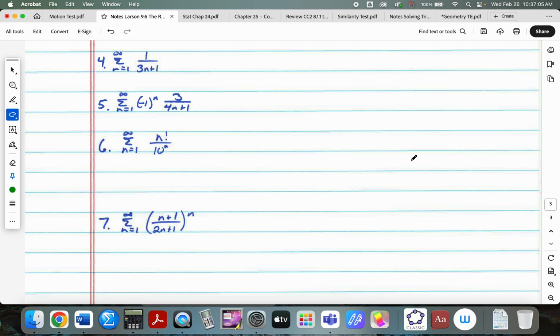What kind of a test might you use for this? Limit comparison. Yeah, I'd probably use limit comparison. I'm going to compare it to 1 over n, which diverges. I think these are going to behave the same way. So I think this diverges.